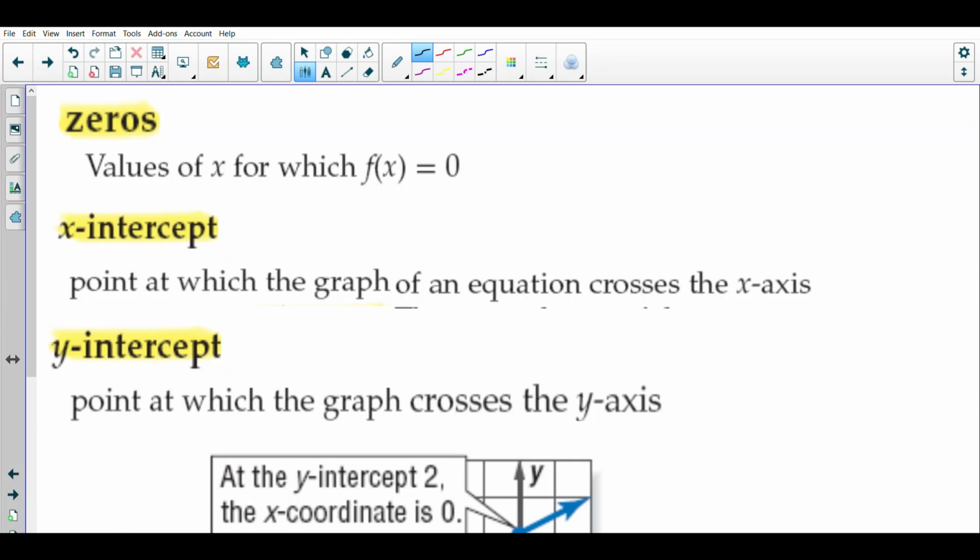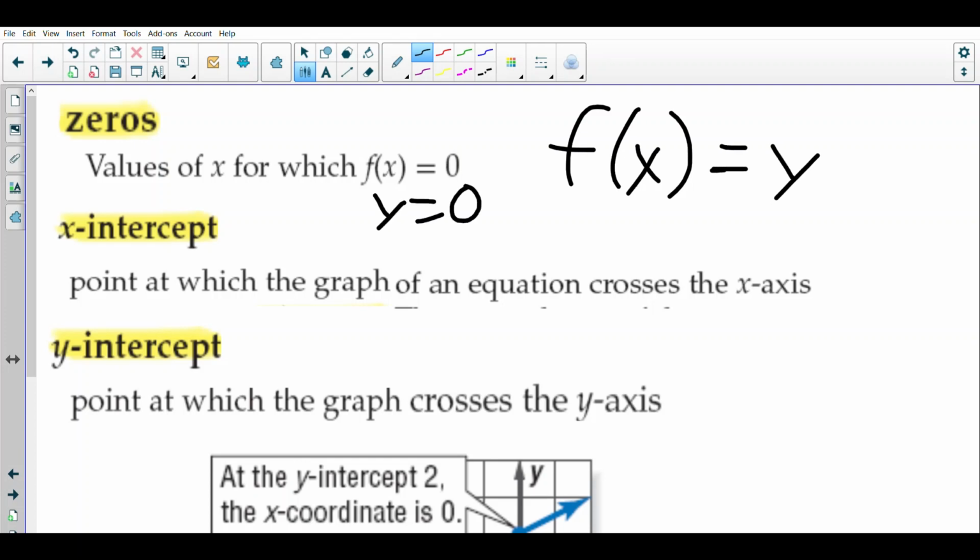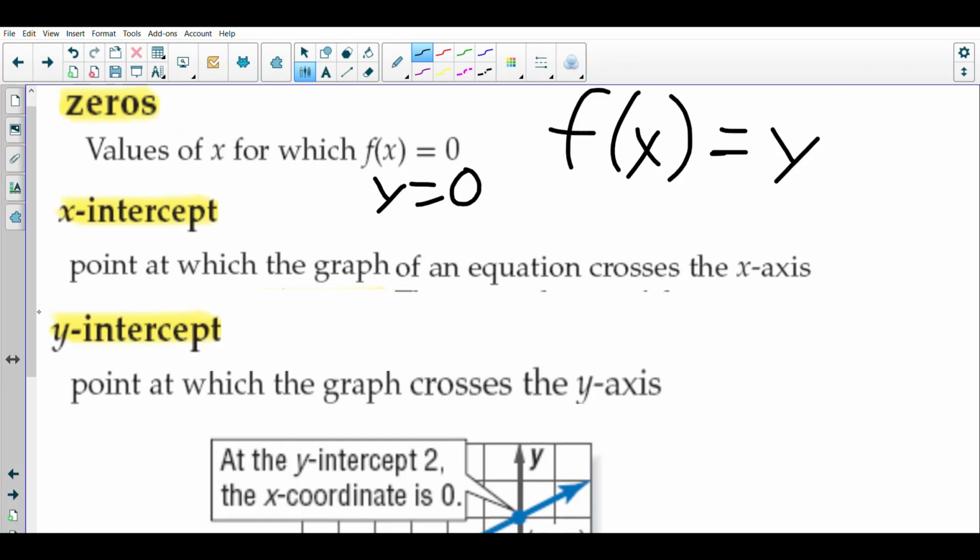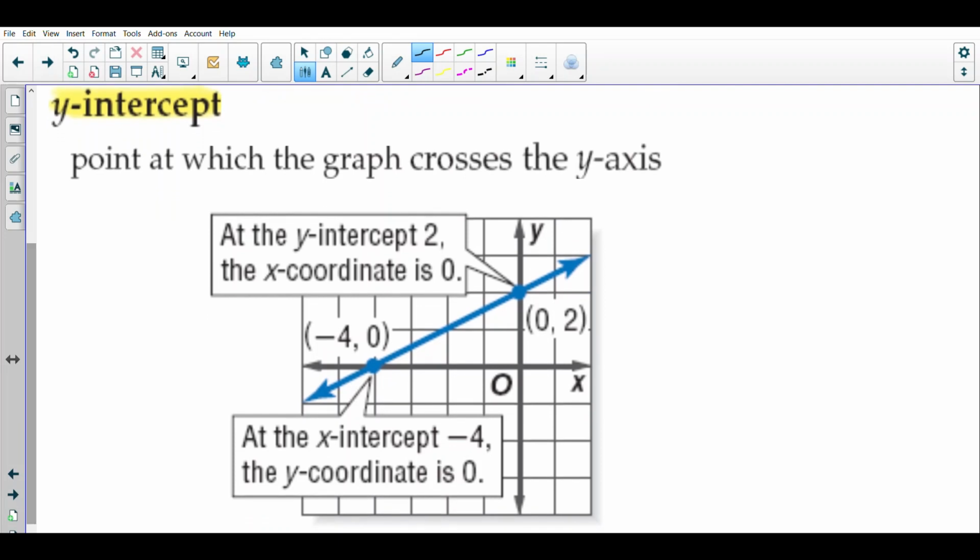The zeros are the values for x when f of x equals 0. Now, in a previous lesson, we talked about how f of x is actually just y. So f of x is just y. So really what we're saying is when y is equal to 0. The x-intercept is the point at which the graph crosses the x-axis. And then the y-intercept is the point at which the graph crosses the y-axis. So if you think about this, looking at the graph, at the y-intercept of 2, the x-coordinate is 0, and at the x-intercept of -4, the y-coordinate is 0.